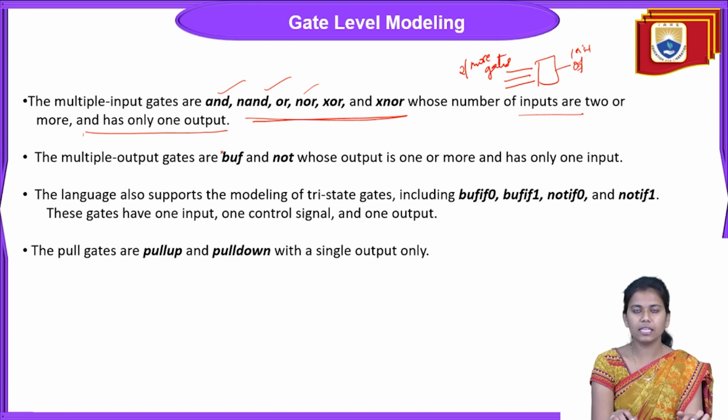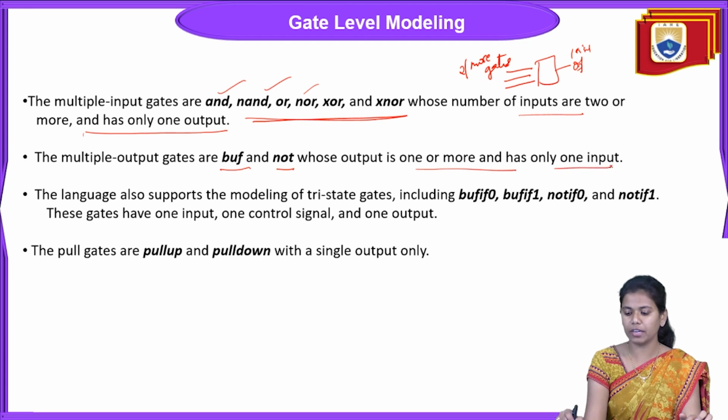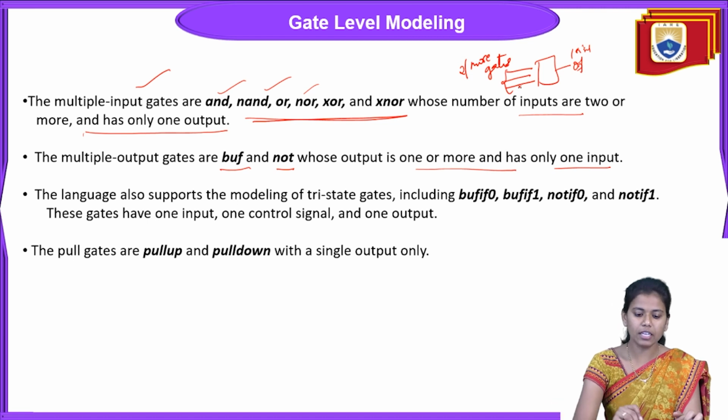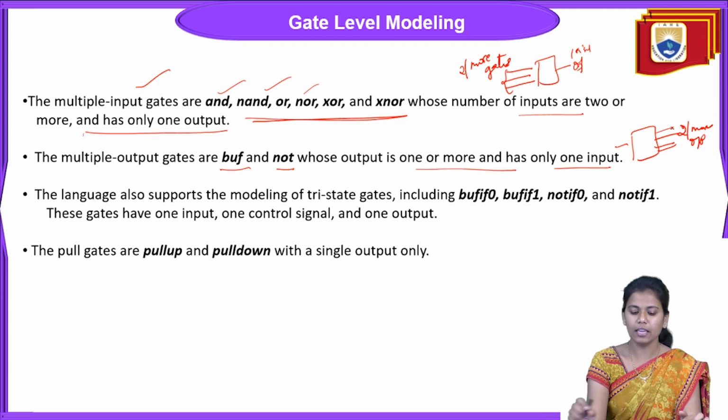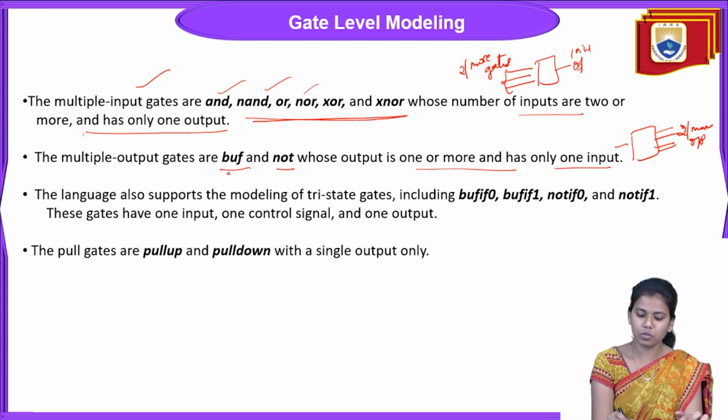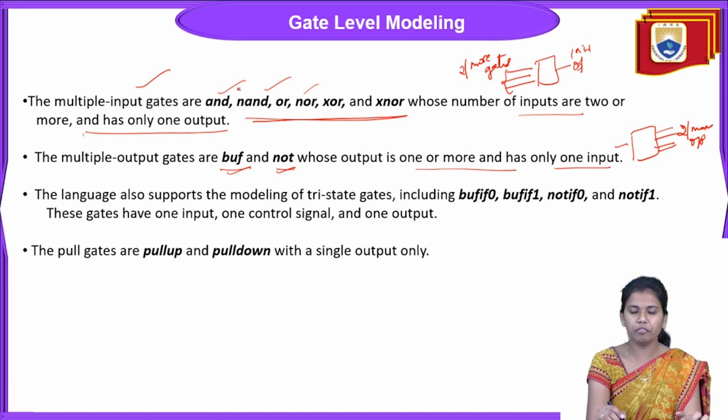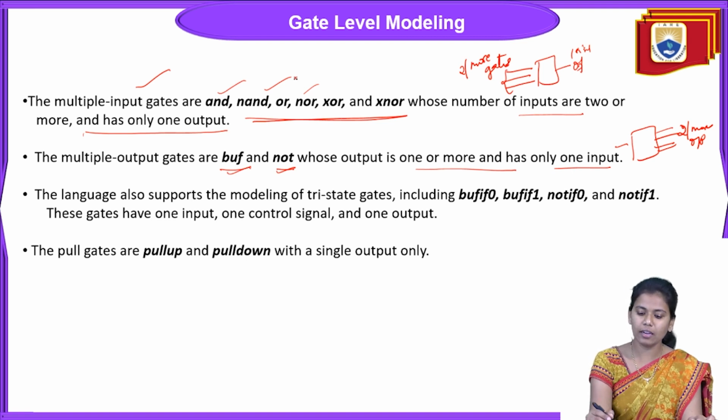The multiple output gates are buffer and NOT gate, whose outputs are 1 or more and which have only one input. So multiple input gates have one or more inputs but a single output. When it comes to multiple output gates, we see only one input but 2 or more outputs. Basically, multiple output gates can be implemented using the buffer gate and NOT gate, whereas multiple input gates are AND, NAND, OR, NOR, XOR gates.